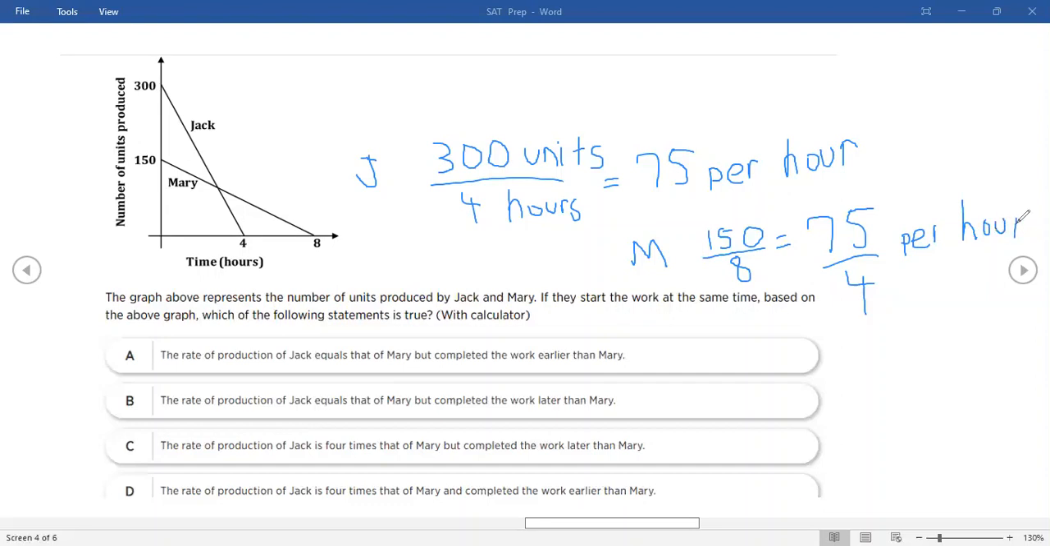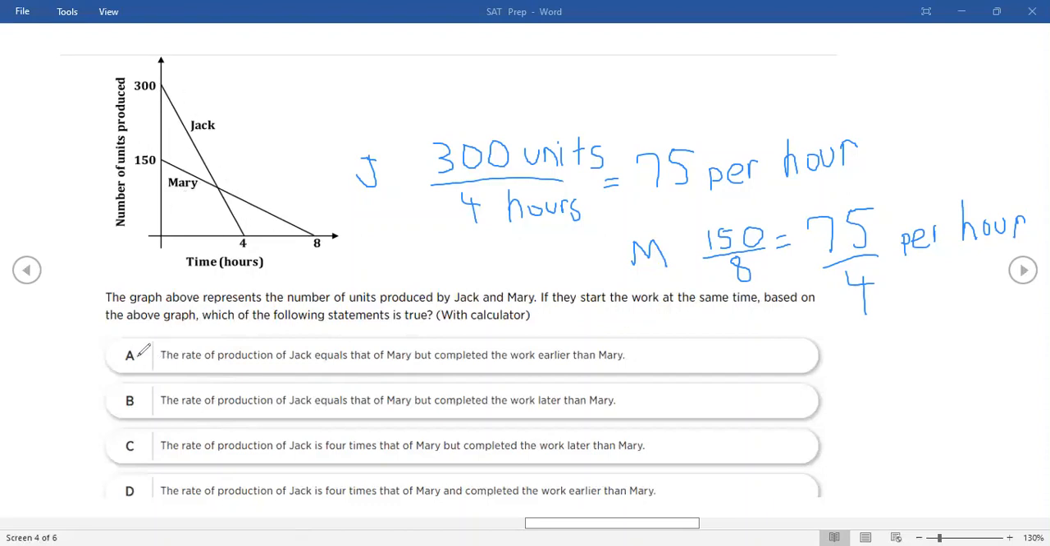All right, so now you look at the answers, right? So you can see right off, this is 4 times slower, or this is 4 times as much. I mean, 75 divided by 4, it's clear that it's a rate difference of a multiple of 4. If you take a look at these choices, it says the rate of production of Jack equals that of Mary's. Well, there's no way that's true, right? According to these graphs, they have slopes at a different rate.